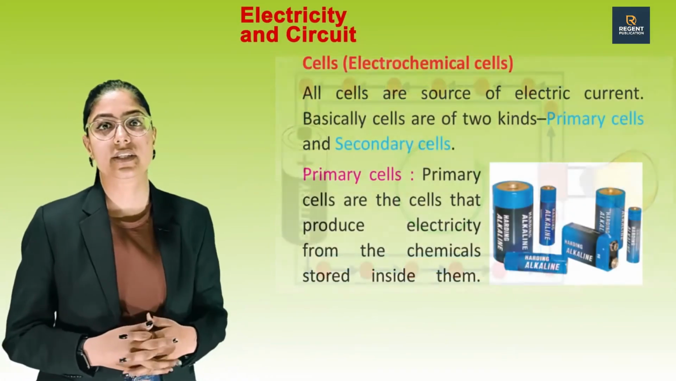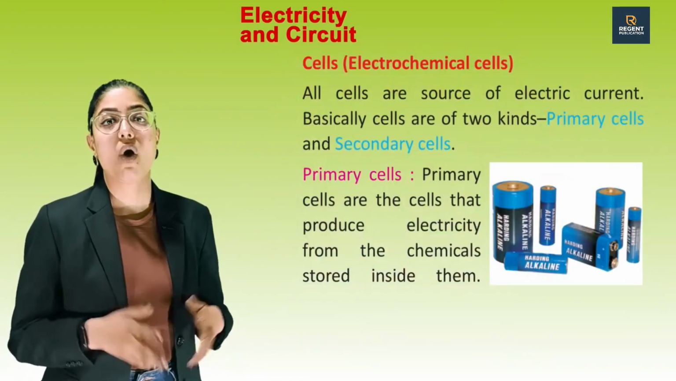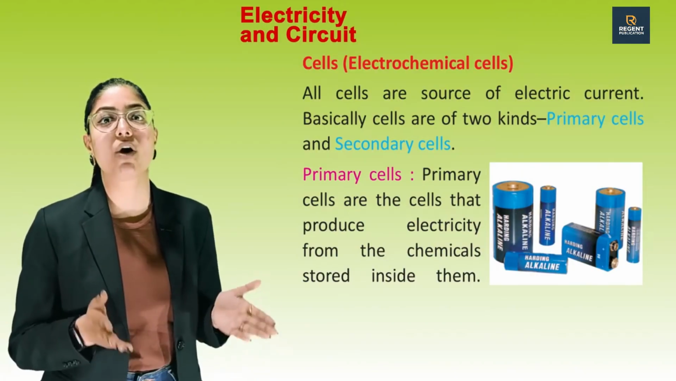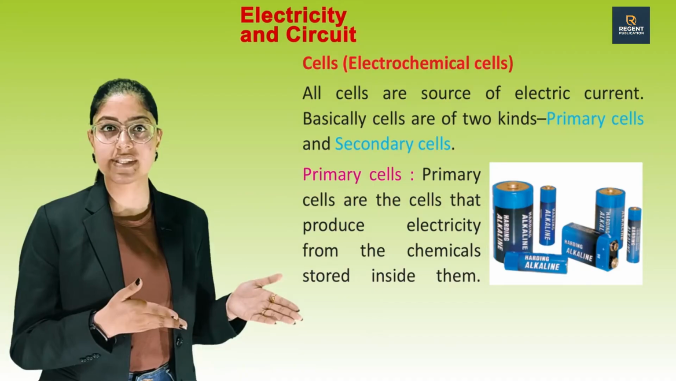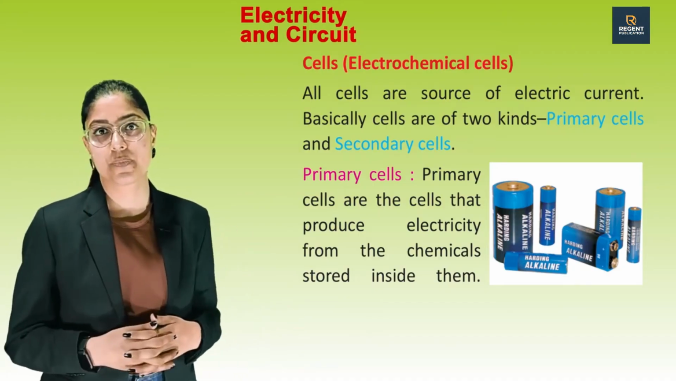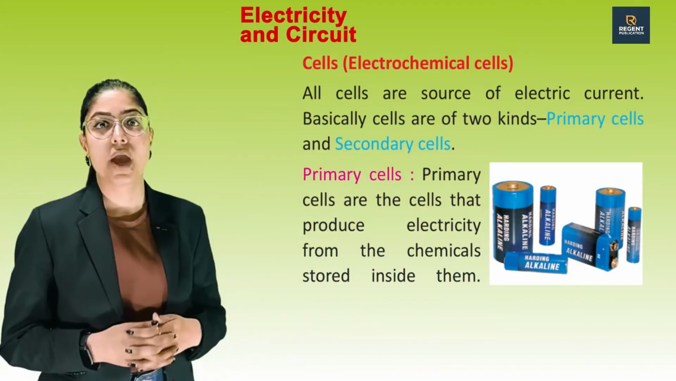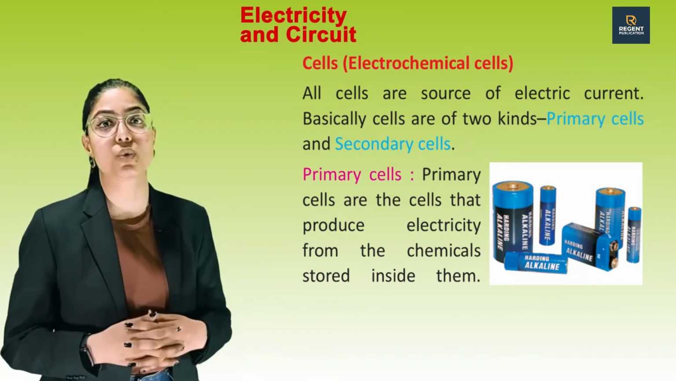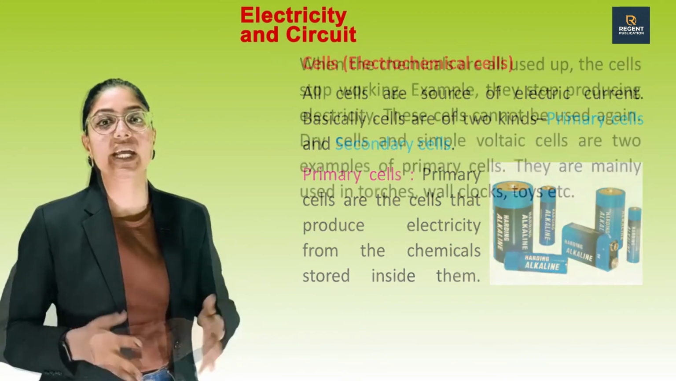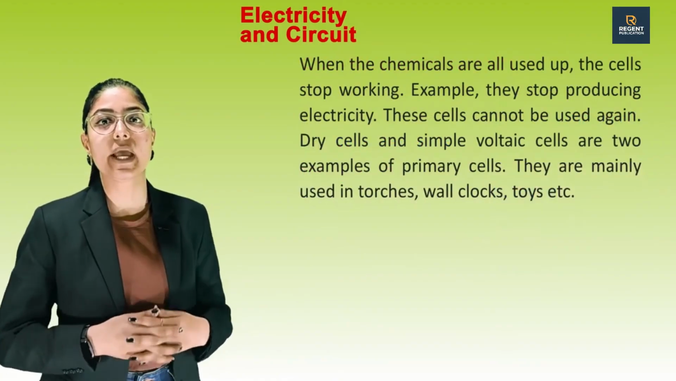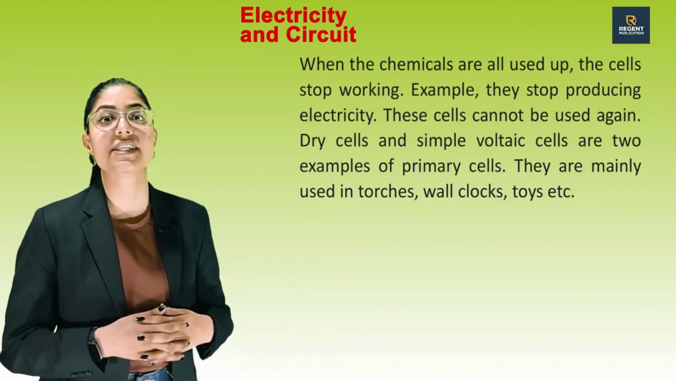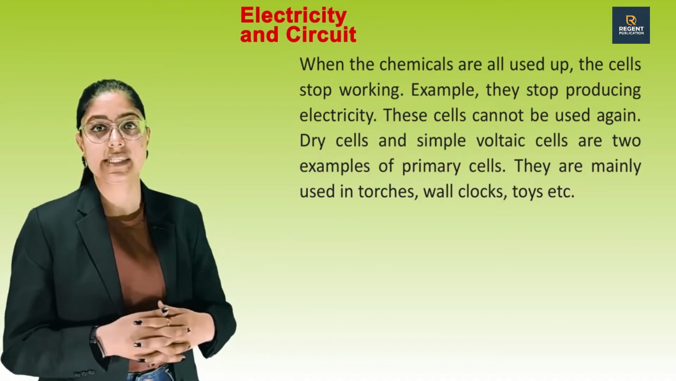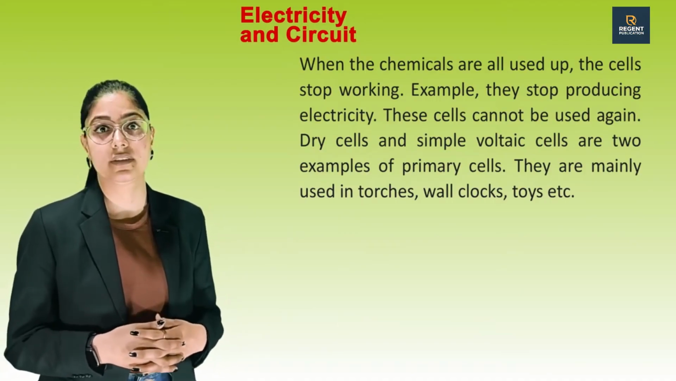Next is cells. Electrochemical cells. All cells are source of electric current. Basically, cells are of 2 kinds: primary cells and secondary cells. Primary cells. Primary cells are the cells that produce electricity from the chemicals stored inside them. When the chemicals are all used up, the cells stop working, that is, they stop producing electricity. These cells cannot be used again.